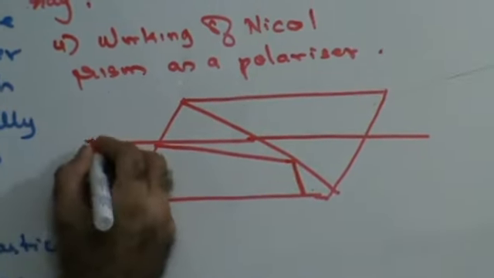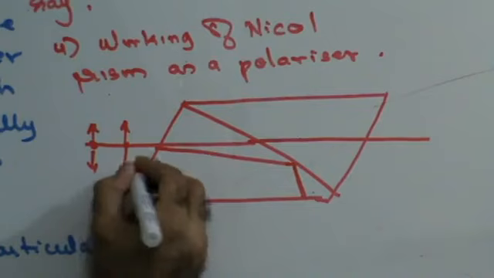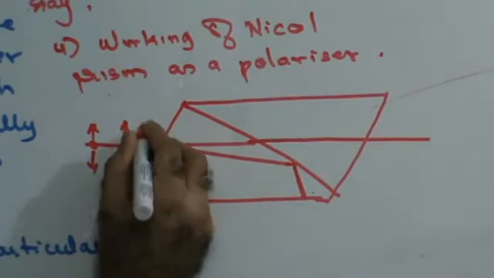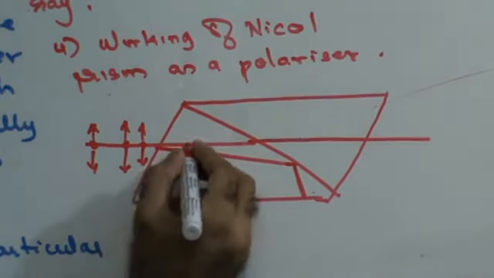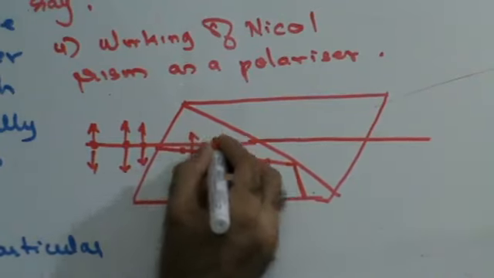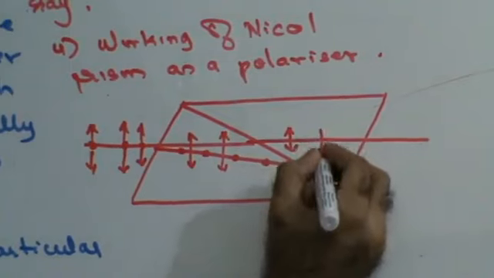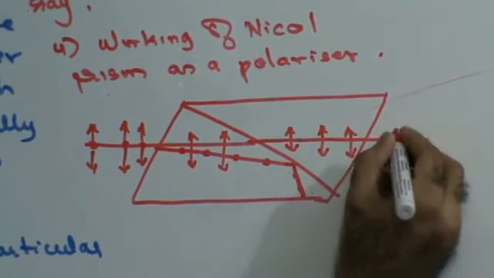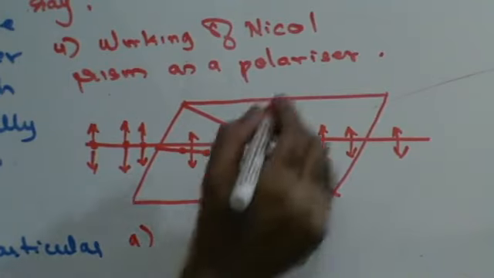Right? So here you have ordinary light. Now this is going to split into O ray and E ray. One of the rays is this, the other is this. One of the rays gets totally internally reflected and the other polarized ray passes through. That's the basic working of a Nicol prism. Now why does this happen? Let's try to understand this. I can say why it is going to work and how it is going to work. Here it is working as a polarizer.